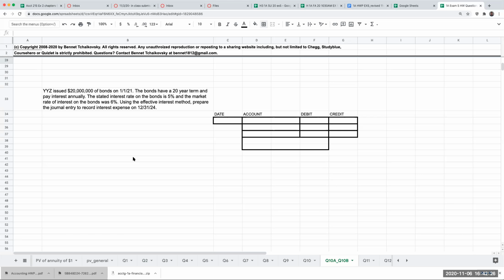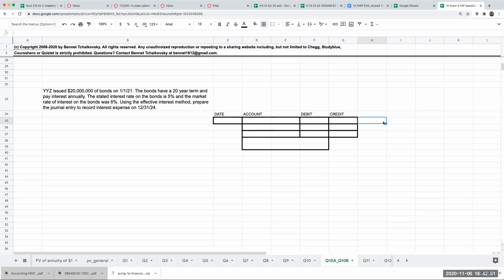YYZ issued $20 million of bonds on 1/1/21. The bonds have a 20-year term and pay interest annually. The stated interest rate on the bonds is 5%, and the market rate of interest on the bonds was 6%. Using the effective interest method, prepare the journal entry to record interest expense on January 31st, 2024.